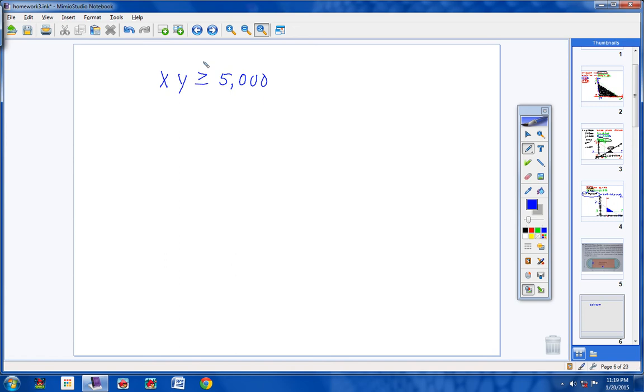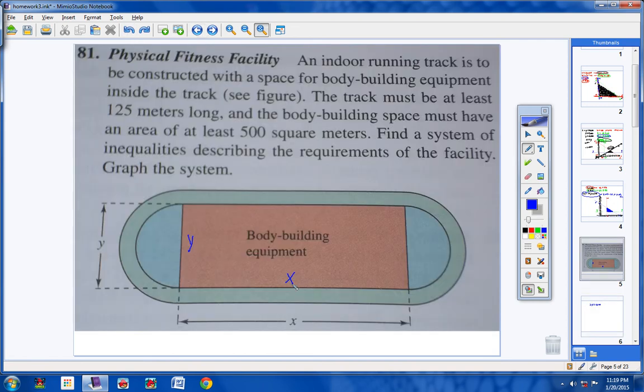5,000. Because x times y is the area of the bodybuilding place. Okay? So x times y is greater than 5,000.